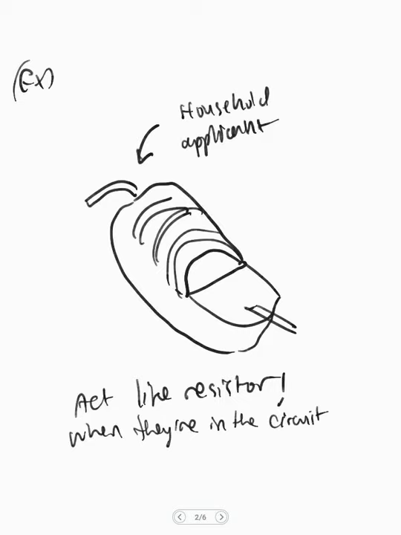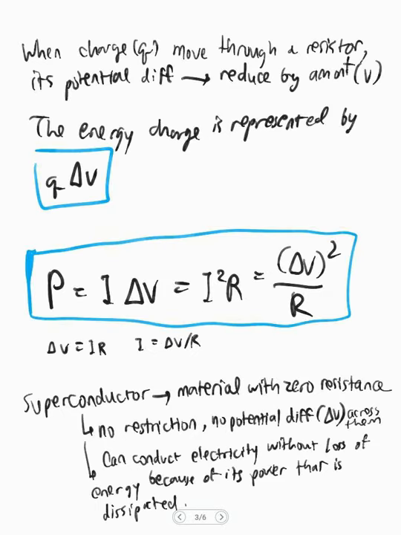This is a visual of household appliances that act like a resistor when they're in the circuit. When the charge Q is moved through a resistor, its potential difference is reduced by an amount ΔV, and the energy change is represented by QΔV. So we can write the formula as P, or power, is equal to I, current, times ΔV, which is equal to I squared times R, and equal to ΔV squared over R.